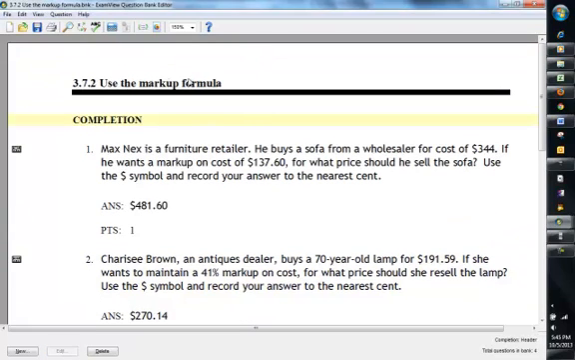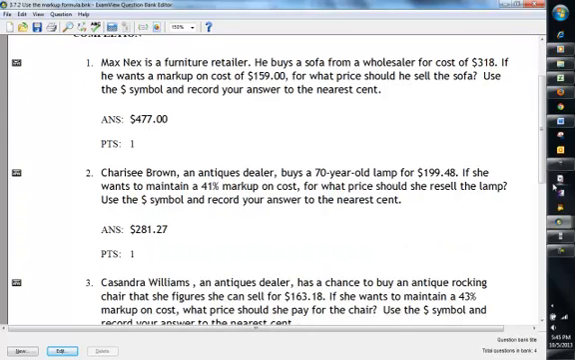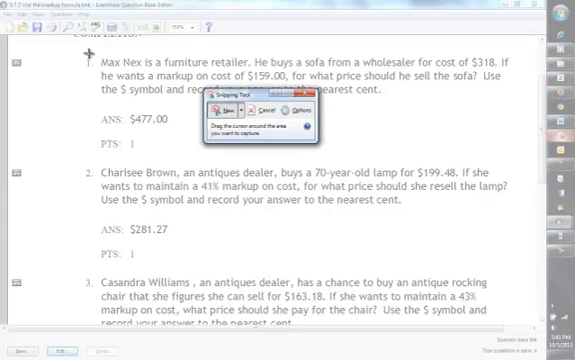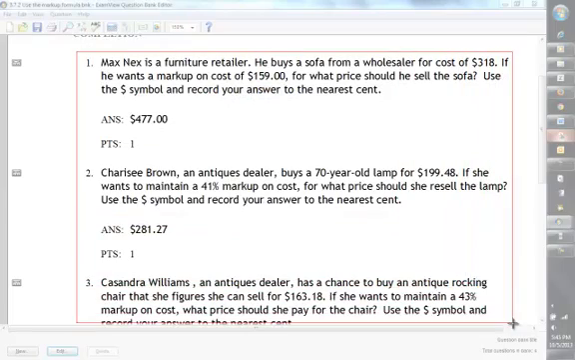All right, we're working on markup, and there's several different kinds of markup. Well, there's two different kinds of markup, selling price and cost. Let's look at these examples here.